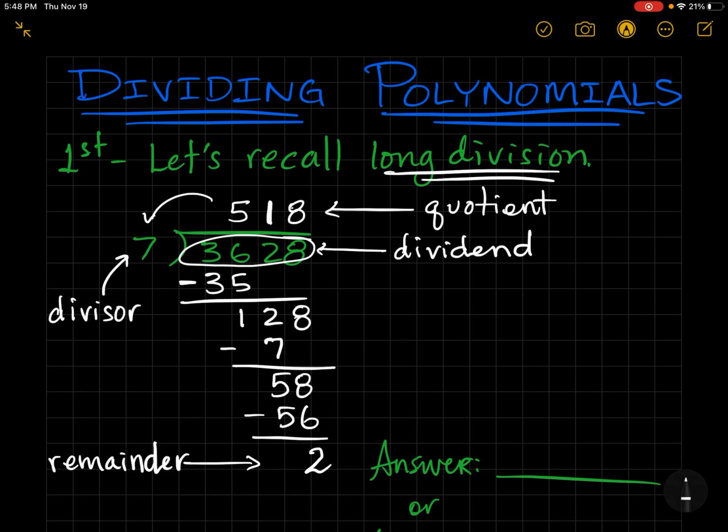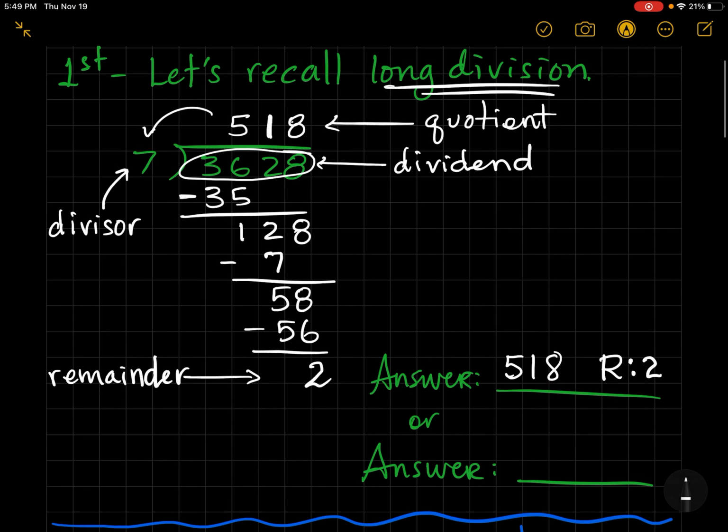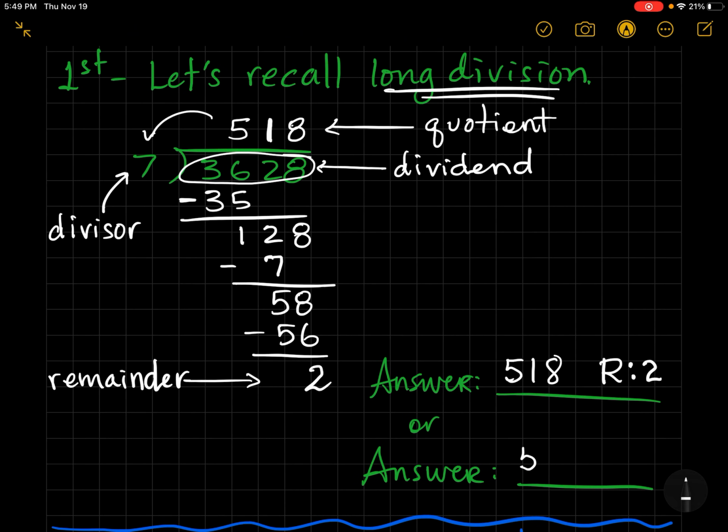Alrighty, so let's remember those parts. So what we do, when the teacher used to say, so what's the answer? You would put the quotient, and then what would you do about the remainder? Well, we used to just say remainder 2. And then when we got a little more sophisticated, we would say 518, and then we would take the remainder over the divisor. And I really want you to remember that because that's what we're going to be doing.